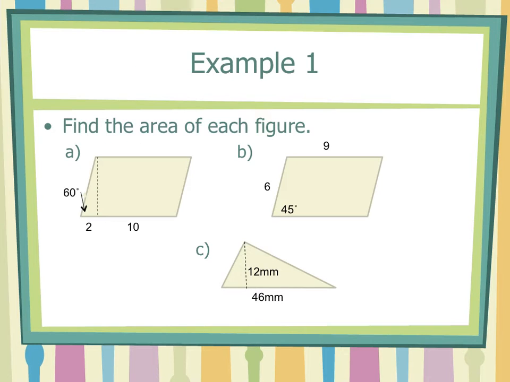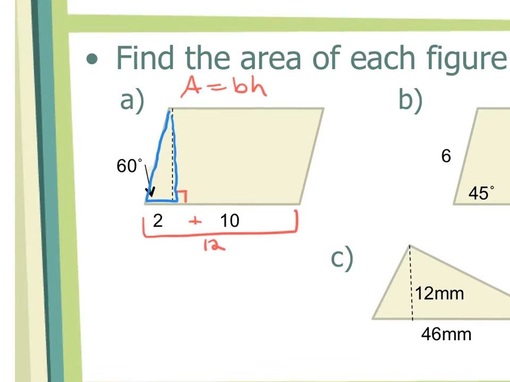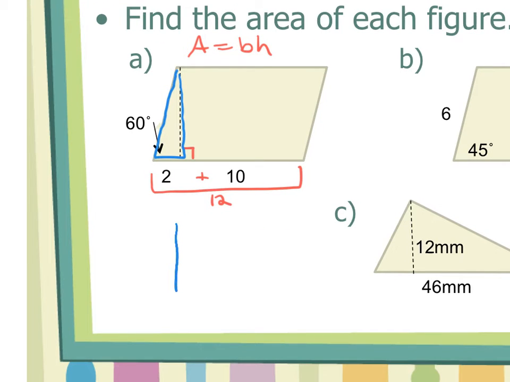Okay, let's do the area of this parallelogram. Notice, if you remember, the formula is base times height. The only thing they've given me is the length of this base, which is 12. I need to find the height. So to find the height, I've got a special right triangle sitting here on the edge of my parallelogram. So let me go ahead and pull this off.